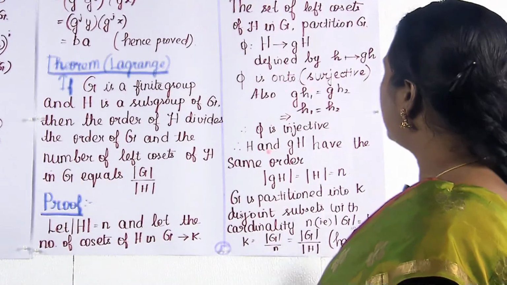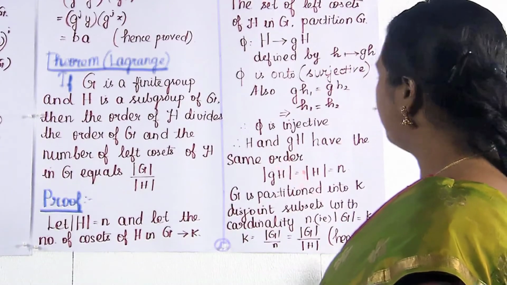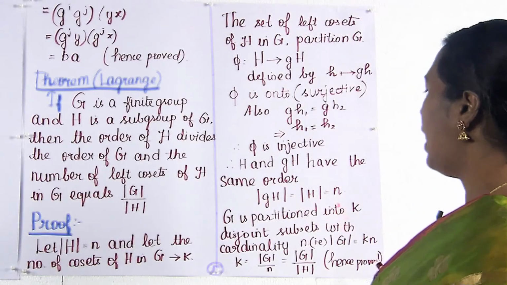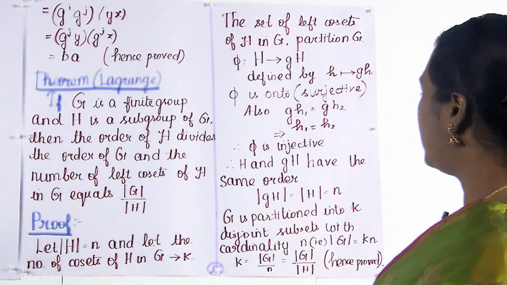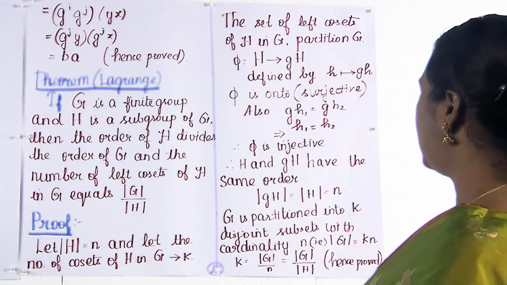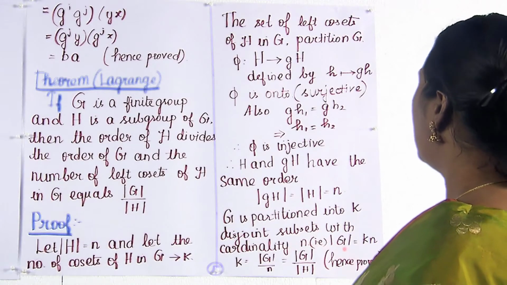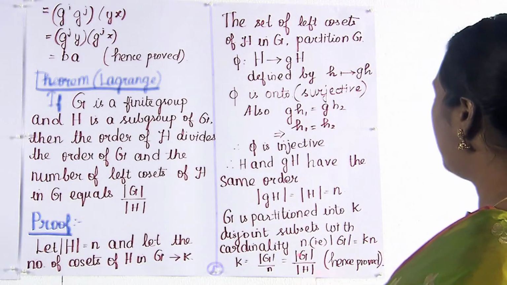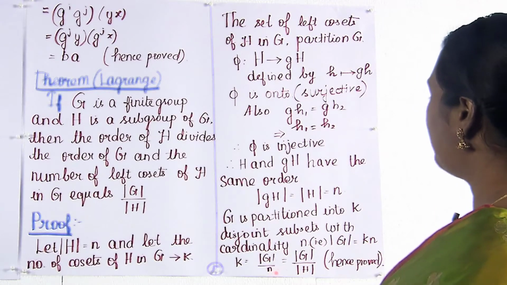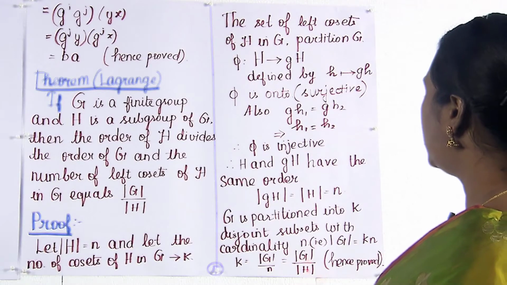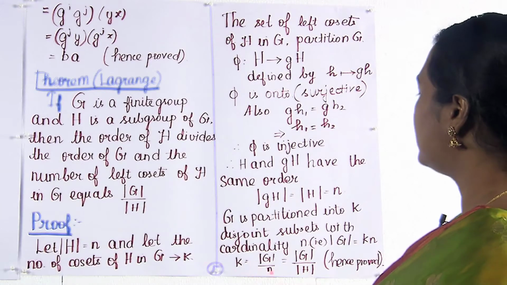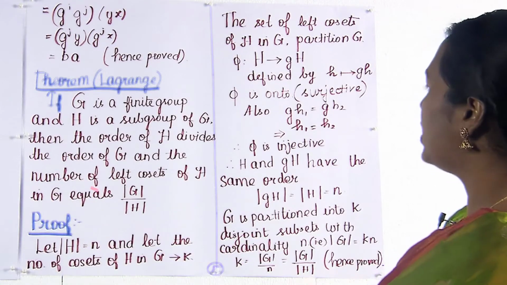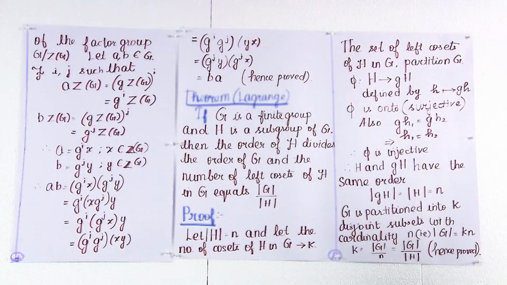So, H and gH have the same order. So, order of gH is equal to order of H, which is equal to n. Now, G can be partitioned into k disjoint subsets with cardinality n, that is the order of G is equal to kn. Therefore, from here k is equal to order of G divided by n, that is equal to order of G divided by order of H, since n is equal to order of H. Therefore, we have now proved the statement of Lagrange's theorem.